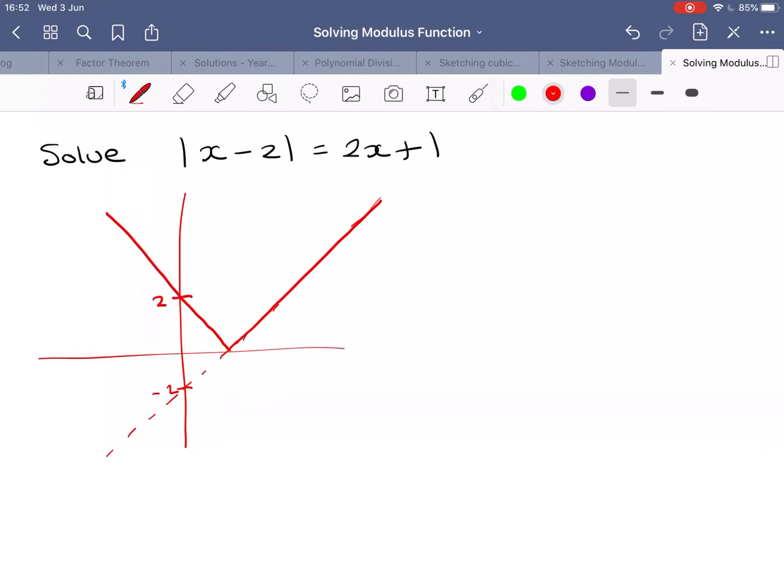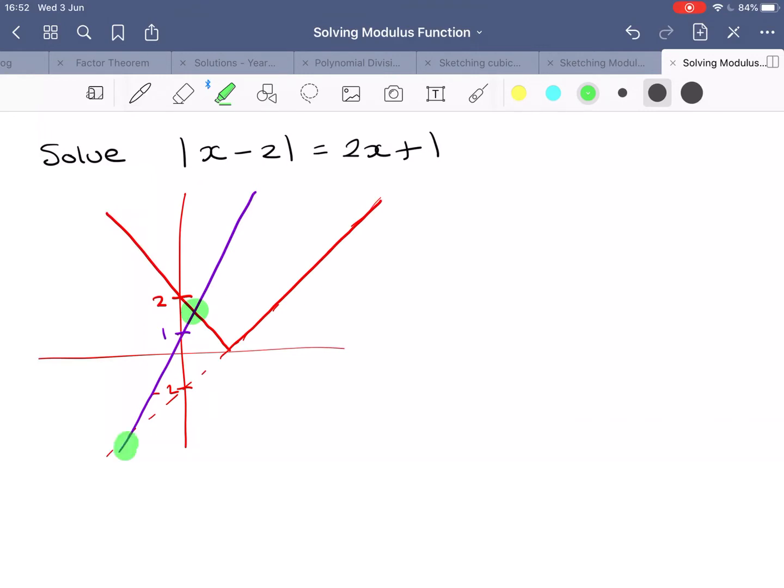So I'm now going to draw the line y equals 2x plus 1. Well, it's going to cross at 1. It's got a gradient of 2, so that's going to be steeper than my modulus gradient. So it's going to be steeper. And so you can see this is one of those equations where we've actually only got one solution. So how am I going to find that one solution?